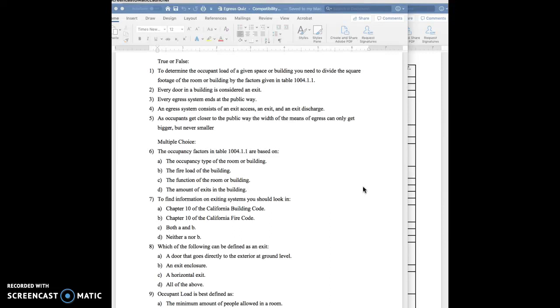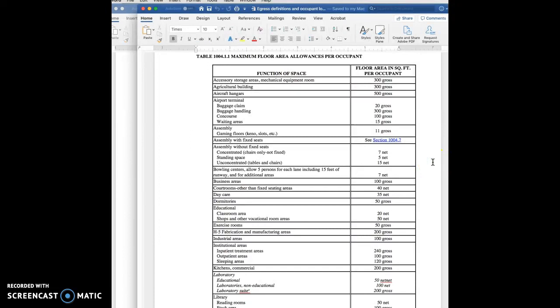Okay, let's look at the quiz first. So we got 5 true or false questions. And the first one, to determine the occupant load of a given space or building, you need to divide the square footage of the room or building by the factors given in table 1004.1.1. So let's switch over to the table. Here it is. So function of the space, that's one of our other questions. Floor area and square foot per occupant. So we're going to take the square footage and divide it by this number over here in the right hand column. And that's going to give you the total amount of people. Okay, so number 1 is true.